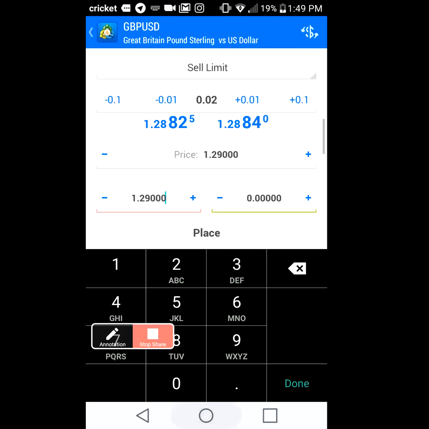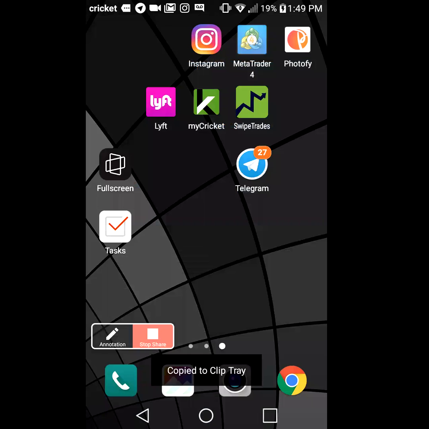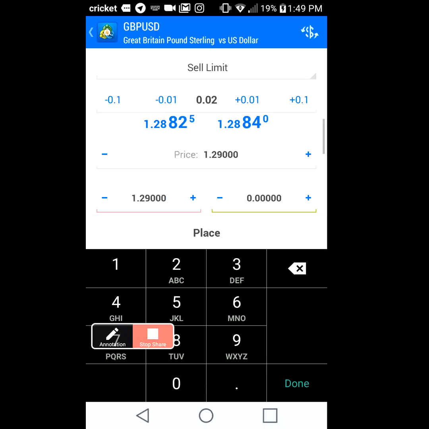Go back into Swipetrades. Get my take profit. Go back out. Go back into MetaTrader 4. Touch that. You can either touch it till you get to paste, or you can type it in. I'll just copy and paste it. And then if everything is right and it's going to be able to accept it, that place button will be in dark black. If it's grayed out, something's wrong. Go back and check your numbers.